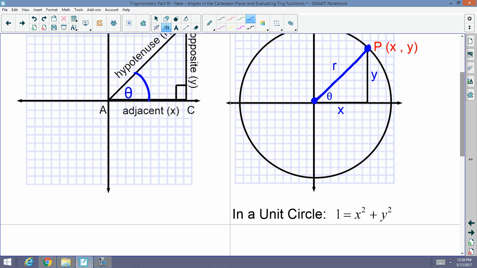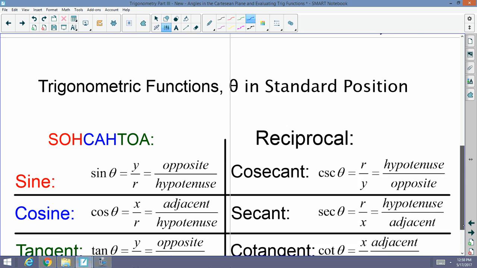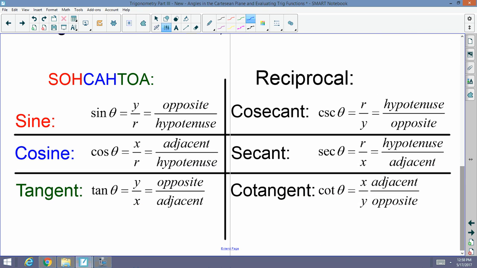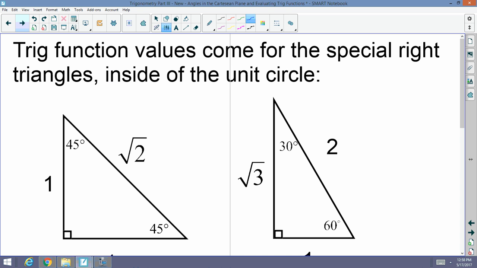In this unit circle, I told you guys that I can get all these values. I'm not going to bore you. We've gone over SOHCAHTOA before. We've gone over the reciprocals. But I've told you that this came from the unit circle. Then I went ahead and said to you, guys, in the unit circle, you get these special right triangles, special right triangles inside of the unit circle.